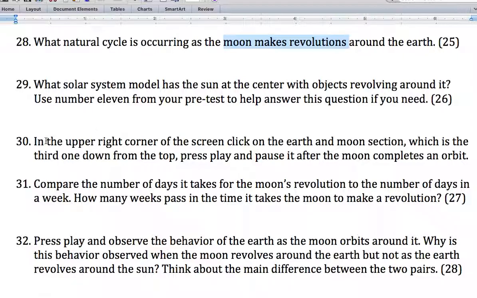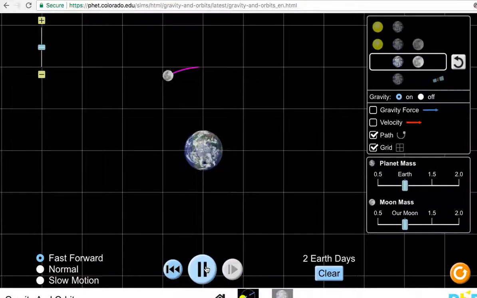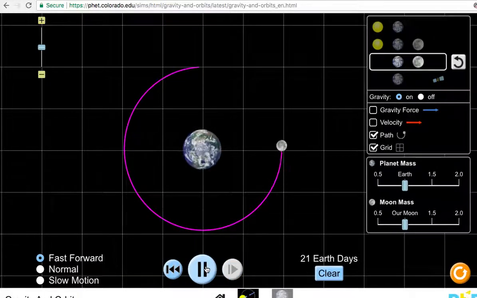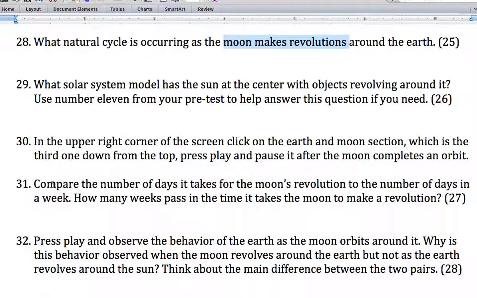In the upper right hand corner of the screen, let's click on the Earth and Moon section, which is the third one down from the top, and press play after it completes one orbit. Okay, right on. 28 Earth days for the Moon to make one trip around the Earth. So, how many days does it take for the Moon's revolution? 28 Earth days for the Moon to revolve around the Earth.